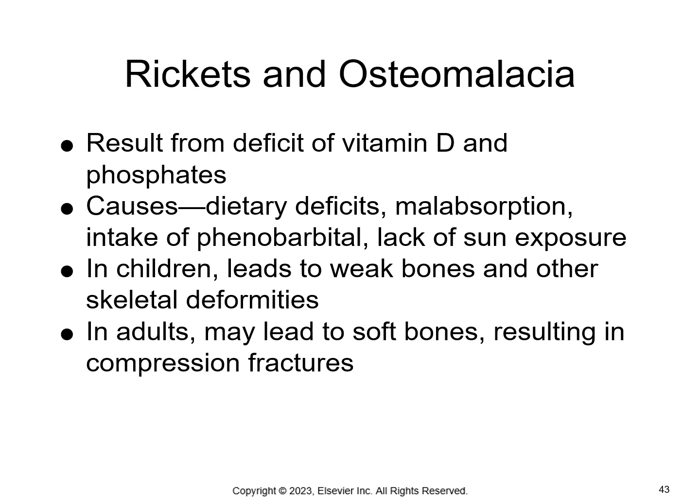Rickets and osteomalacia can result from a deficit of vitamin D and phosphates. These are required for bone mineralization. This can occur with dietary deficits, malabsorption, prolonged intake of phenobarbital, like in someone that has a seizure disorder, or lack of sun exposure. The result would be soft bone and rickets in children. Vitamin D is required to absorb calcium, and lack of calcification of the cartilage forming at the epiphyseal plate leads to weak bones, deformities, and bow legs. The child's height is usually below normal.